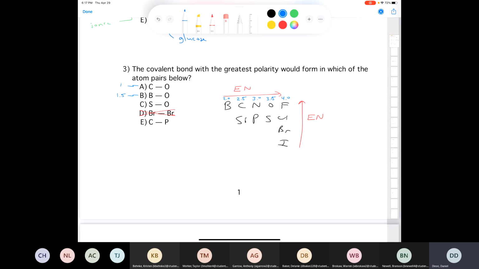Now, what about sulfur? Okay, sulfur and oxygen. Well, hopefully you remember the 1 down and over 2 rule. If you go 1 down and over 2, you end up with an atom that has close to the same electronegativity, which means that the sulfur is going to be around 2.5 and the phosphorus is going to be around 2.0. So the sulfur oxygen has a difference in electronegativity of about 1, and the carbon phosphorus has a difference in electronegativity of about 0.5. That means the greatest difference in electronegativity is the boron and the oxygen.